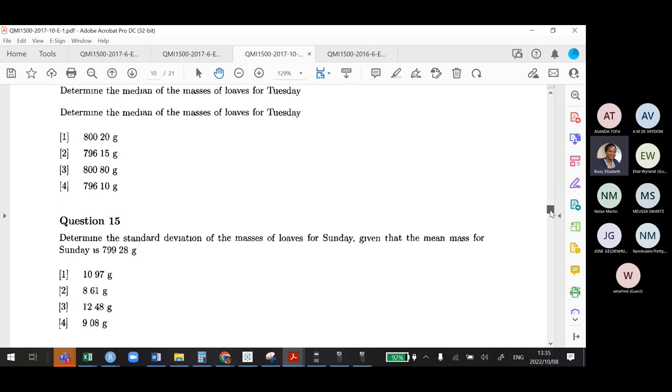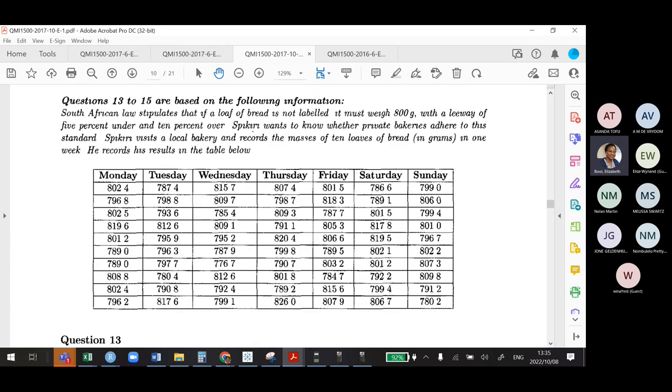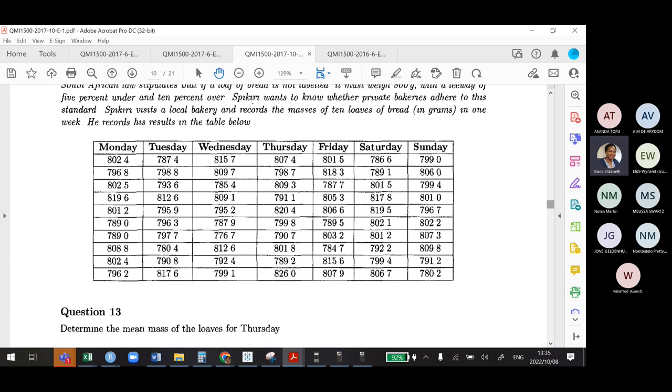All right, so the next question is find the median for Tuesday. So we need to go to Tuesday now. Remember, you need to order your data from lowest to highest. I'm going to save you time as well. I'm going to calculate for you the position. So the position while you are sorting your data, it's n plus 1 divided by 2. There are 10 of them. So it's 10 plus 1 divided by 2, which then gives us 11 divided by 2, which is 5.5.